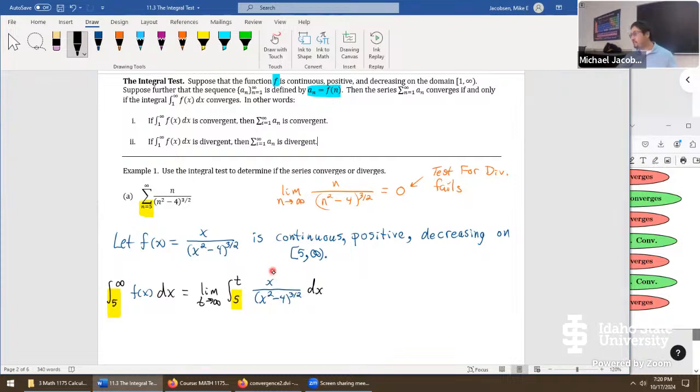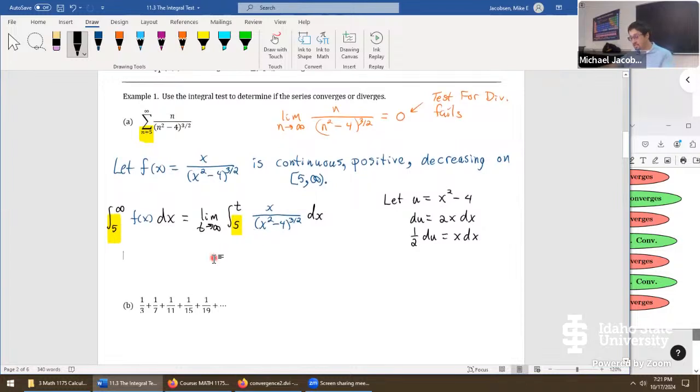So we can say let u be equal to x squared minus 4. Its differential, du, is 2x dx. So we have a 1/2 du replacing x dx in this integral. So that takes care of the x dx we see here across the numerator. Denominator is just u to the power 3 halves now.